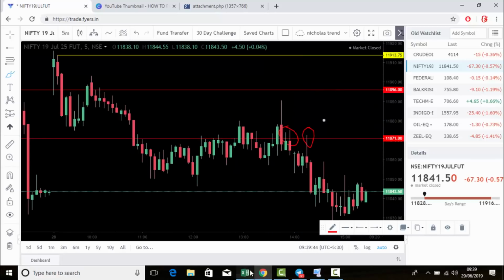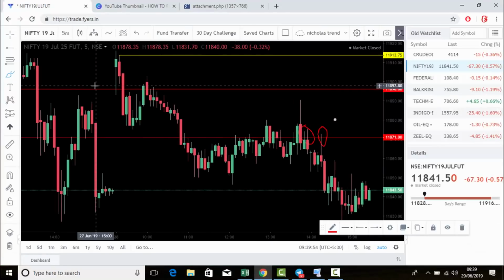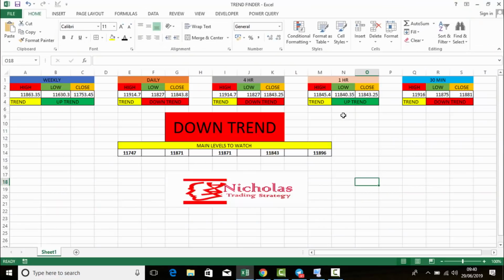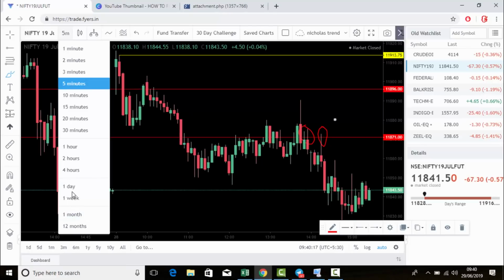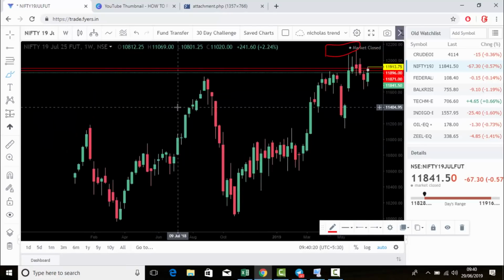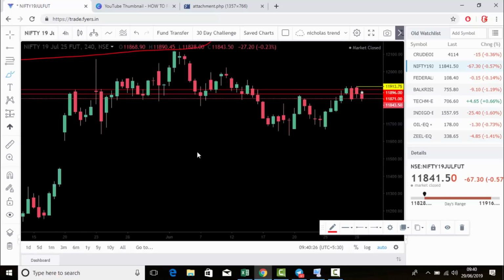Okay, so this scanner definitely helps to know the trend as well as the main levels to watch. If you have any stocks, you can check them this way, with this method. As per this strategy, after market open don't do any trading for 30 minutes, to find out the trend. Bank Nifty also you can check with the help of this scanner. Okay, first we need the time frames: weekly, daily, 4 hour, 1 hour and 30 minutes, and just analyze whether the candles close below or above the 50 percent.